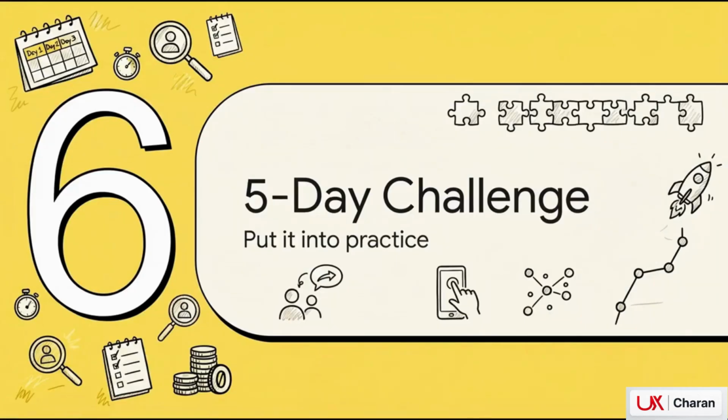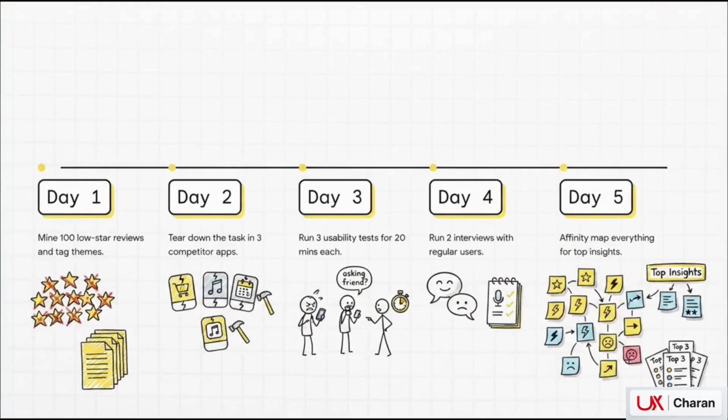And finally, Section 6, the 5-day research challenge. Let's put this into practice. I want to challenge you right now to pick an app that you personally find annoying and apply all of these zero-budget methods to it over this next week. Here is your exact timeline mapped out.